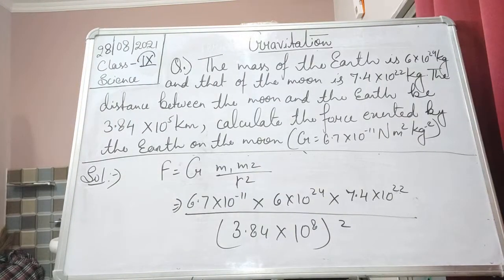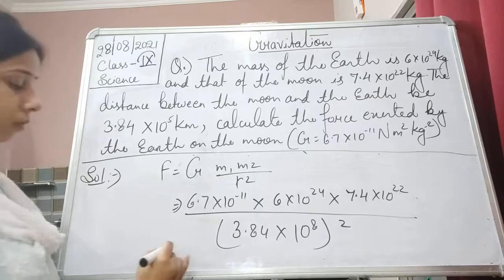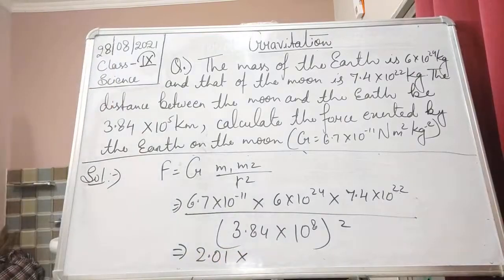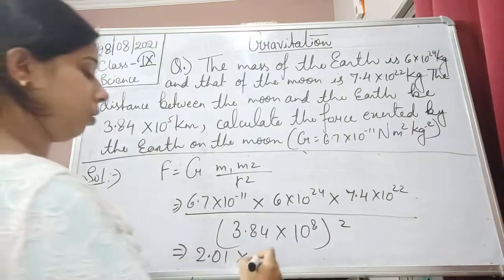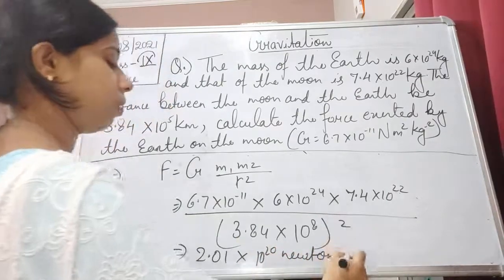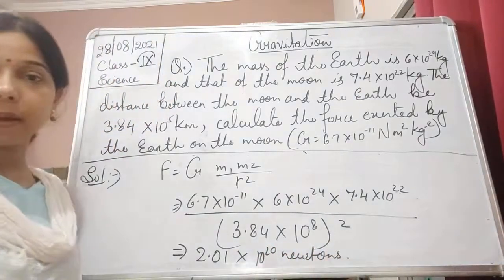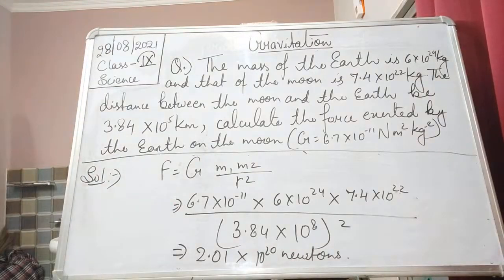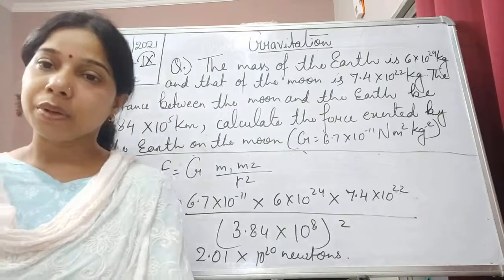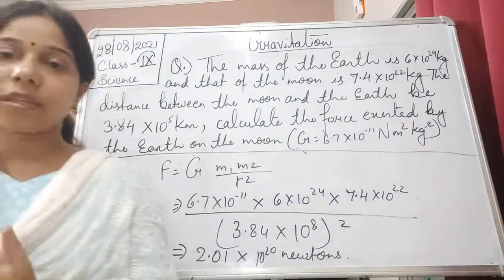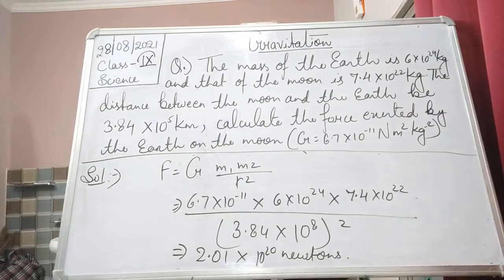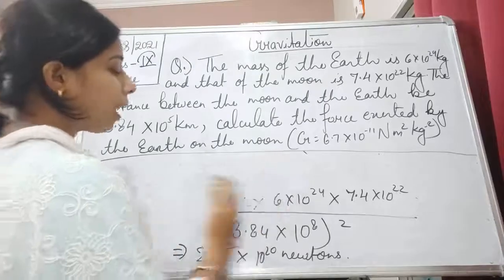So the answer will be 2.01 into 10 the power 20 newtons. So if a question is asked related to the universal law of gravitation, I hope you will be able to solve it. Now let us move on and see another topic, that is how gravitation is not only there between small masses but also between larger masses.